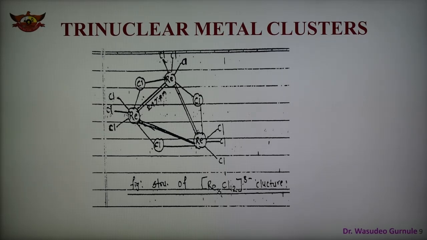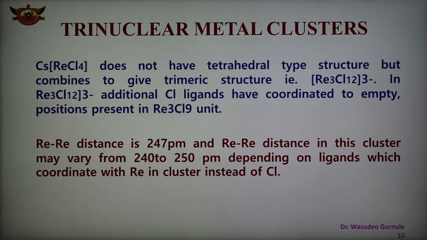So this is a trinuclear metal cluster. Another example: CsReCl4 does not have a tetrahedral type structure, but combines to give a trimeric structure, that is Re3Cl12 3 minus. So this compound does not have the tetrahedral type structure, but combines to give the trimeric structure of Re3Cl12 3 minus. In Re3Cl12 3 minus, additional Cl ligands have coordinated to empty positions present in the Re3Cl9 unit.